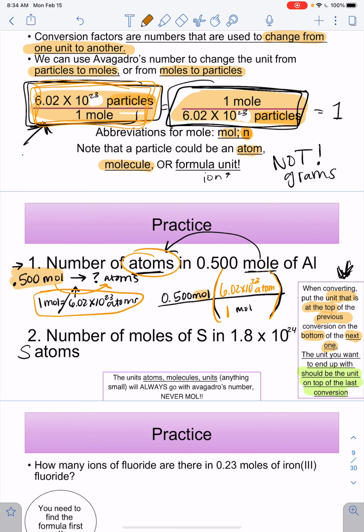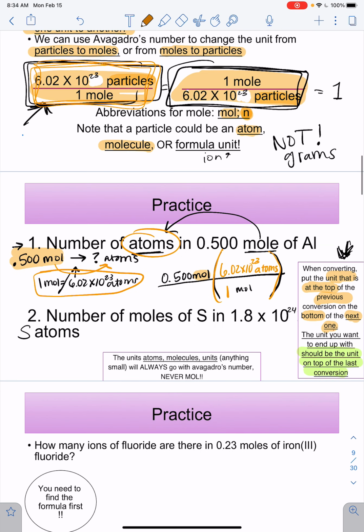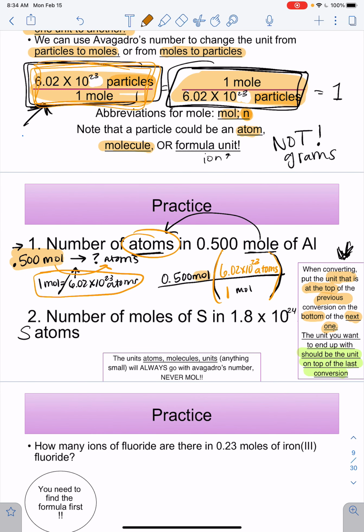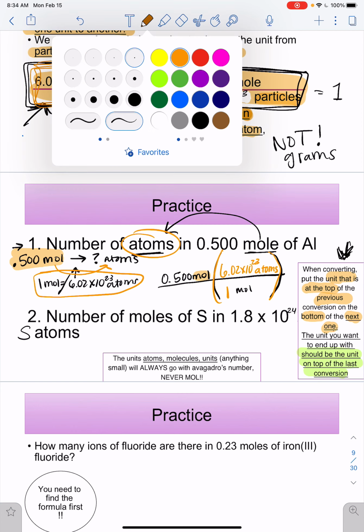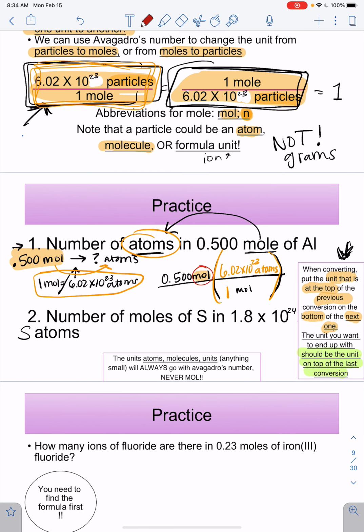What that does is this is like a multiplication fraction scenario. So since you have mole on the top, this is like saying mole times this conversion factor. And since mole is on the top here, it's going to cancel with the mole on the bottom, and that's going to leave you atoms, okay? Now all of the numbers stay, and you just calculate so that you can get atoms.